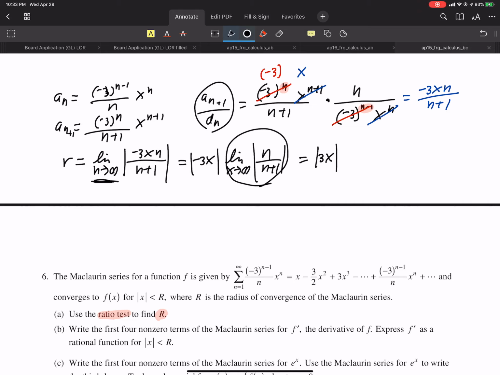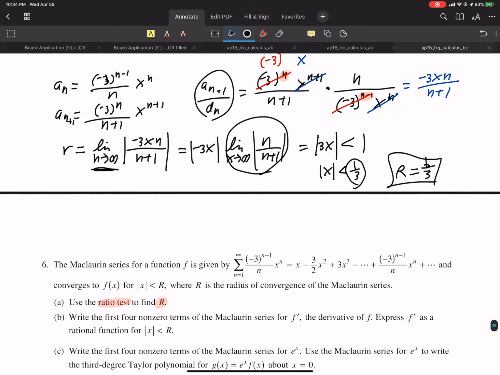And the ratio test says if the absolute value of r is less than 1, then you have a convergent series. If that is greater than 1, it diverges. The first one I hope I said converges. If it equals 1, it's inconclusive. You have to try something else. So the radius, we're not in the proper form. We have to divide both sides by 3. So we get absolute value of x is less than 1/3. So that's our radius. So our radius, r, is 1/3. That is part A.